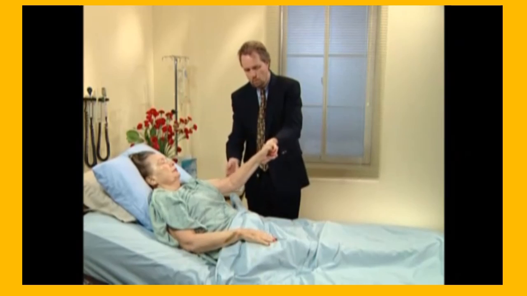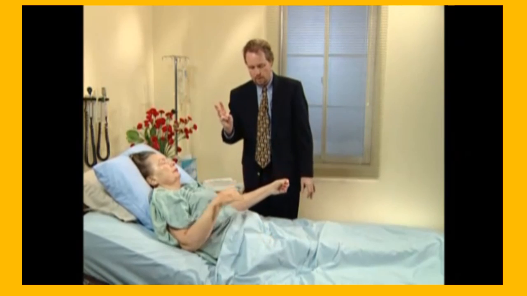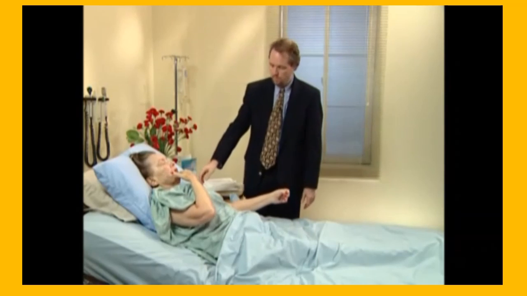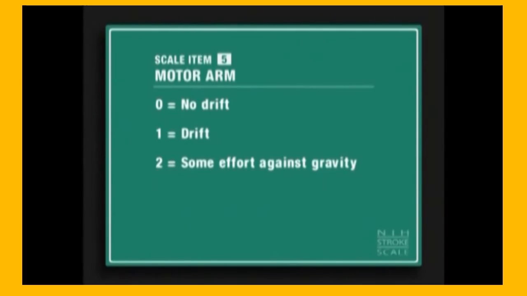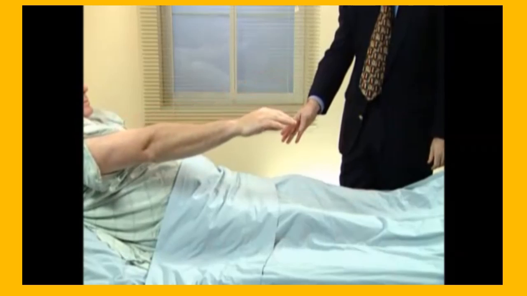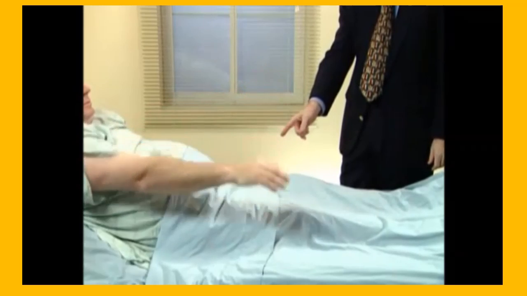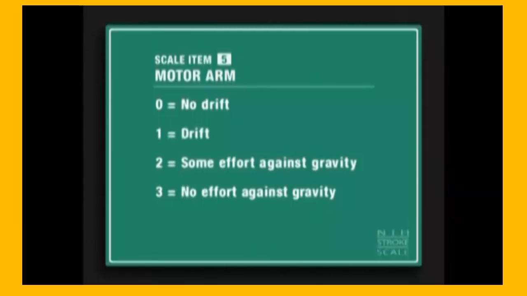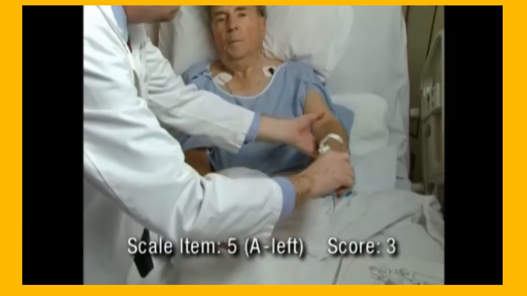You ready? Ready. 1, 2, 3, 4, 5, 6, 7, 8, 9, 10. That's terrific. Score a 2 when there is some effort against gravity, but the arm cannot get to or maintain the proper position and drifts down to some support. 1, 2, 3, 4, 5, 6, 7, 8, 9, 10. Score a 3 when there is no effort against gravity and the arm falls. See if you can hold it up at all.